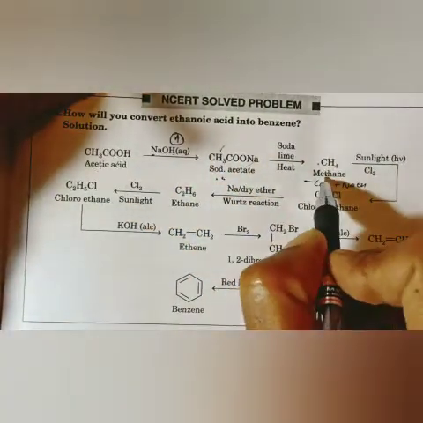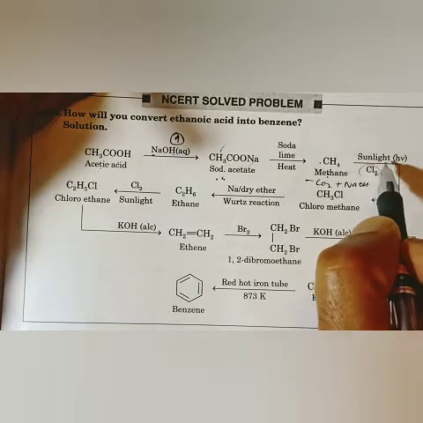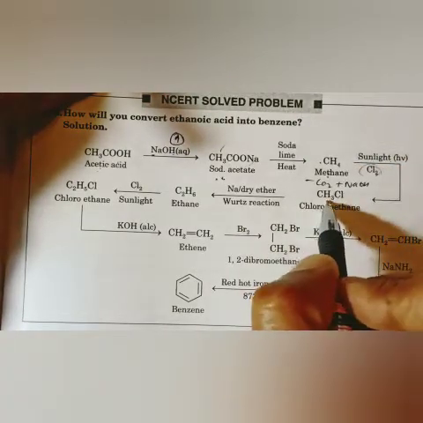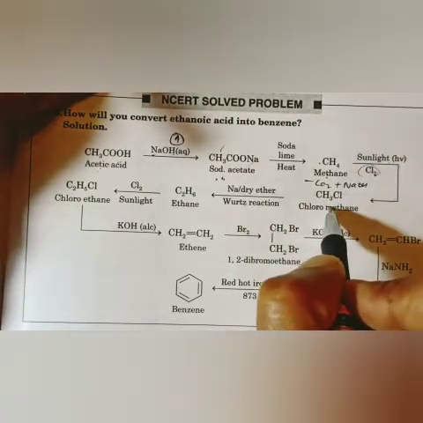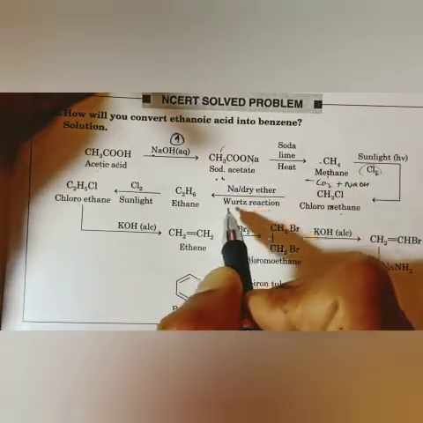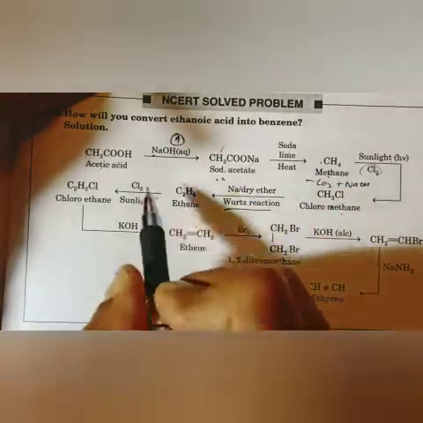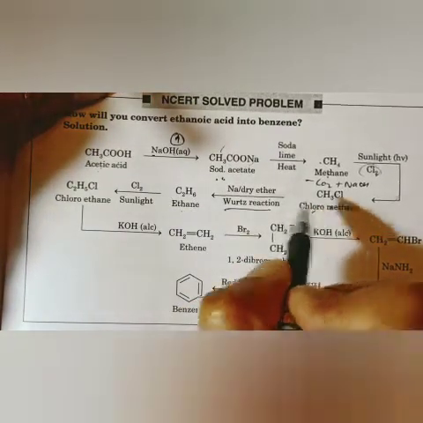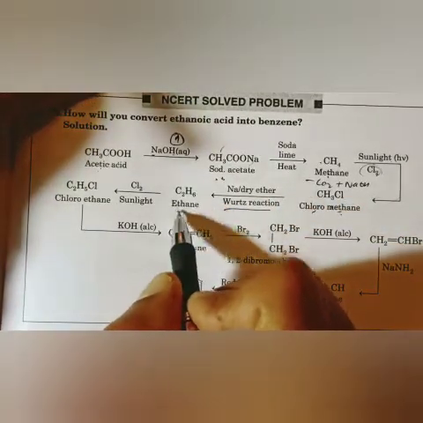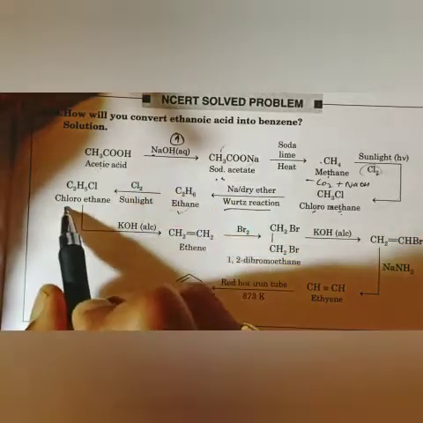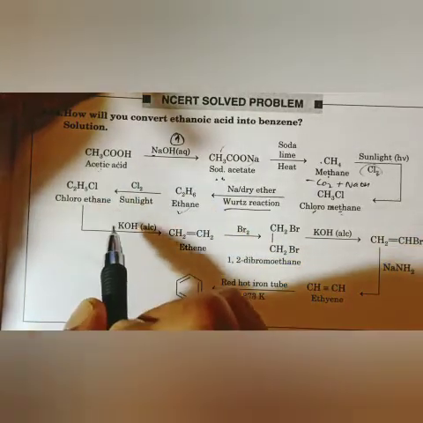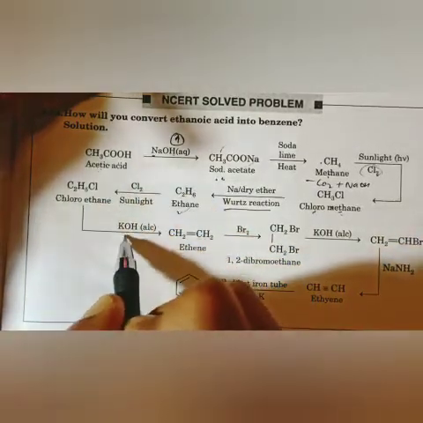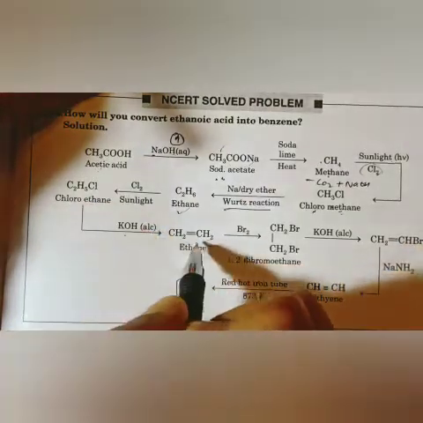Now methane will be treated with chlorine under sunlight. You know very well, it will convert into chloromethane. When chloromethane reacts in the presence of sodium dry ether, that is Wurtz reaction, which we studied in the preparation of ethane from haloalkane. Now ethane will further react with chlorine in sunlight to give chloroethane. Chloroethane, when reacted with KOH, will convert into ethene.